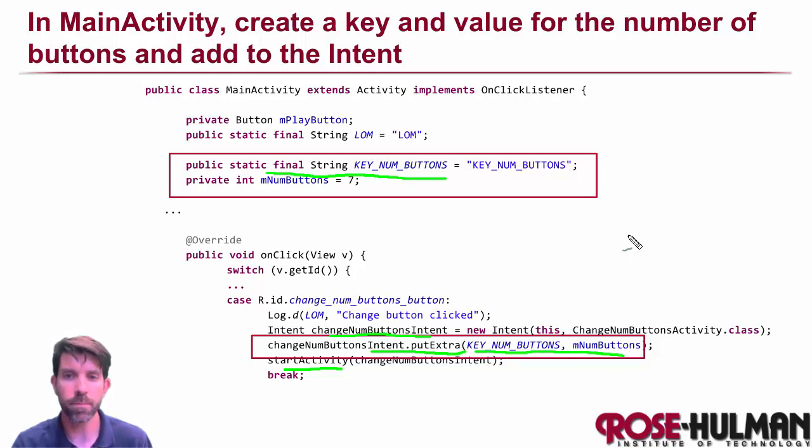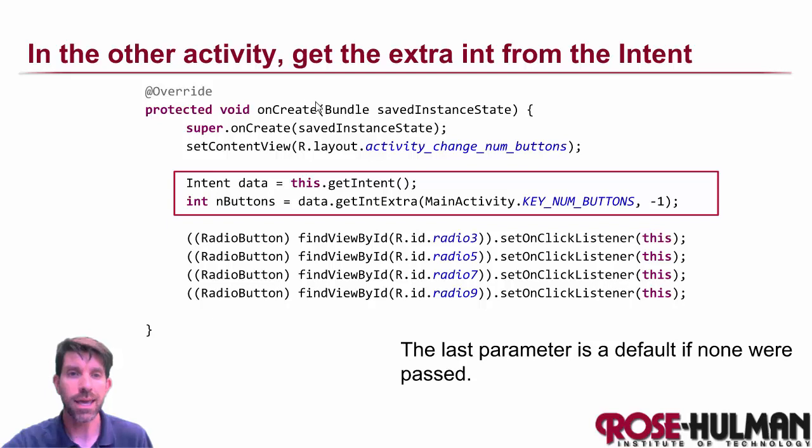Looking ahead a little bit, on the receiving side, in our other activity, we'll just be getting it very straightforwardly. We're going to have to extract out the intent, and then from that, we're going to get the extra. In this case, we know what type it is, with the same key, and then we'll give it a default value just in case none were passed. Right now, we know that one was passed, but this would just be in case it wasn't, and we can do whatever we need to with it. So let's go there in code.